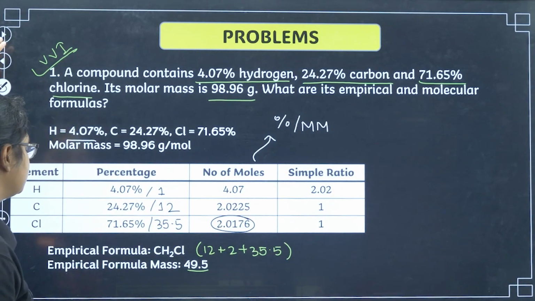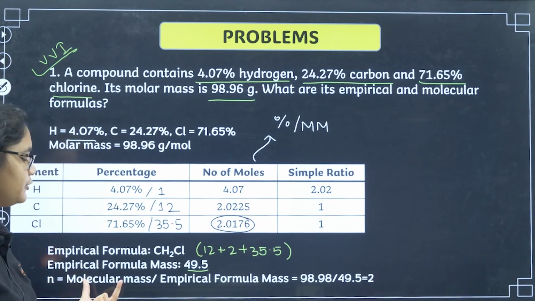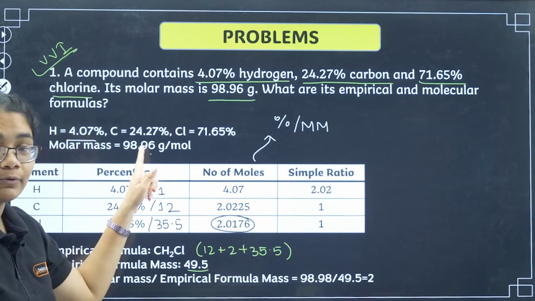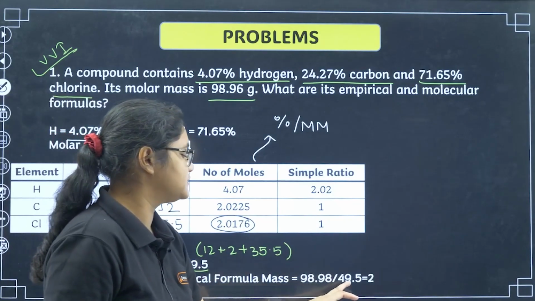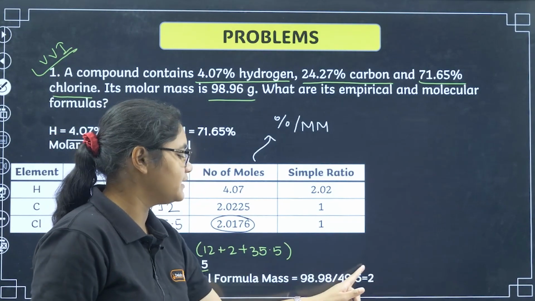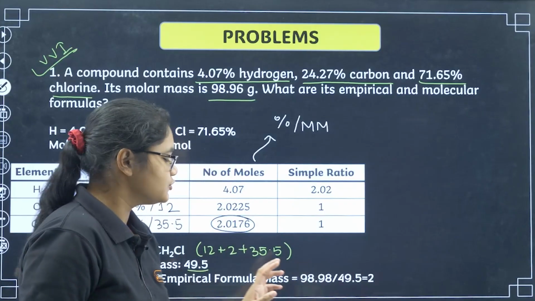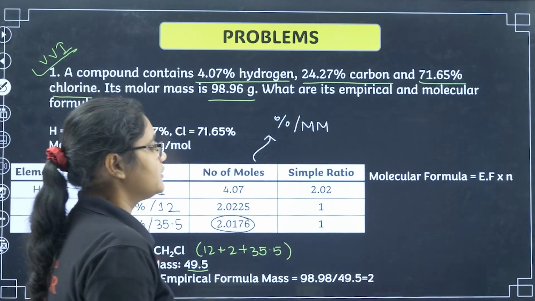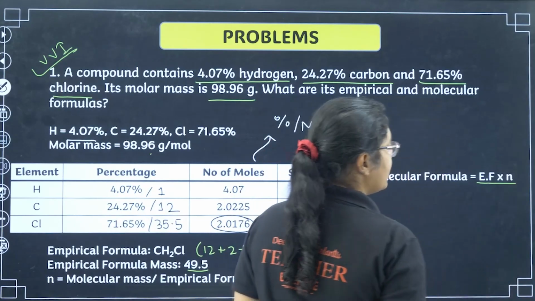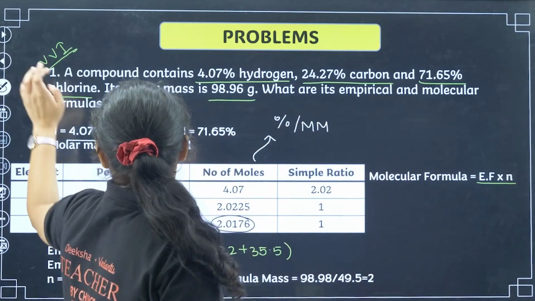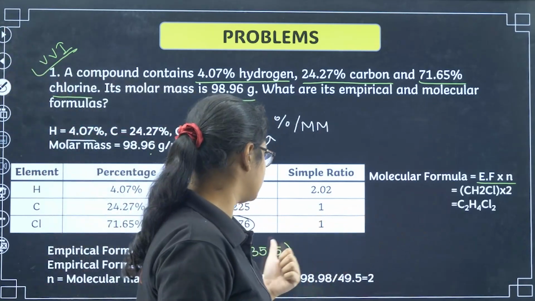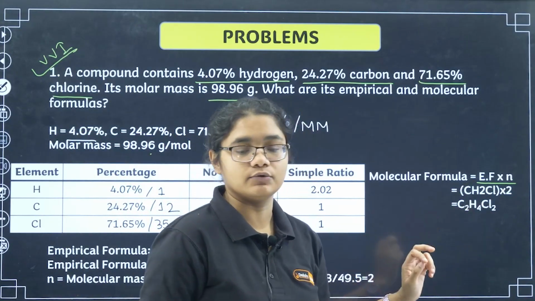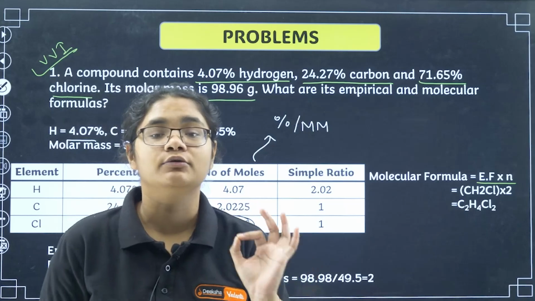Okay. Now after this I have to calculate the N value. N value is molecular mass by empirical formula mass. Molecular mass is 98.96. Empirical formula mass is 49.5. And if I divide this, I'll get 2. Okay. So this is your N value. Now how to find molecular formula? Molecular formula is equal to empirical formula into N. So what is empirical formula? CH2Cl into 2, so that will give me C2H4Cl2. That is your molecular formula.